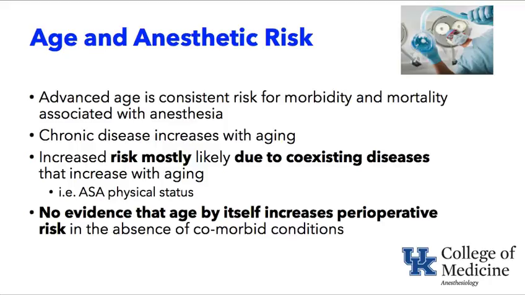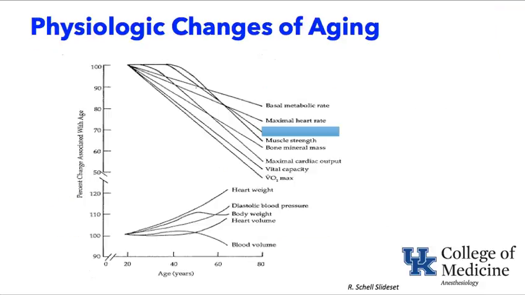So it's those coexisting diseases that we need to identify and optimize in the patients coming to us, including the elderly. If we look at percent change associated with age on the y-axis and age on the x-axis and showing many different physiologic changes, you can see our basal metabolic rate decreases, our maximal heart rate decreases.